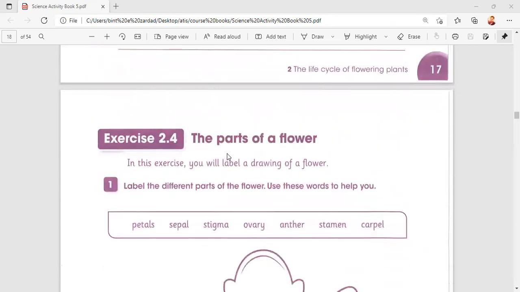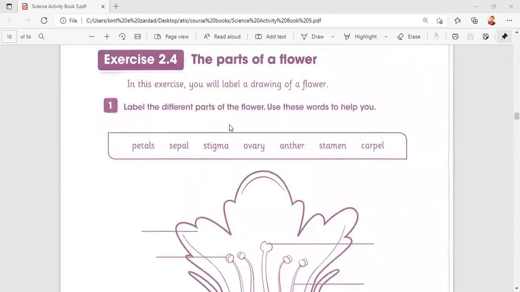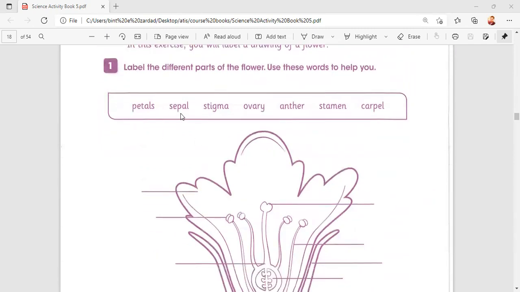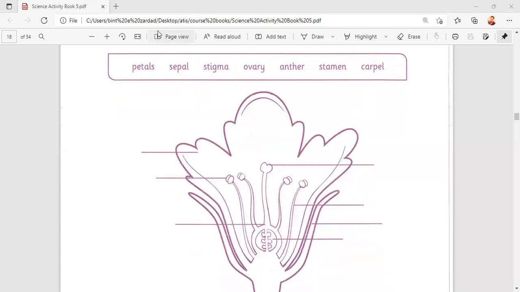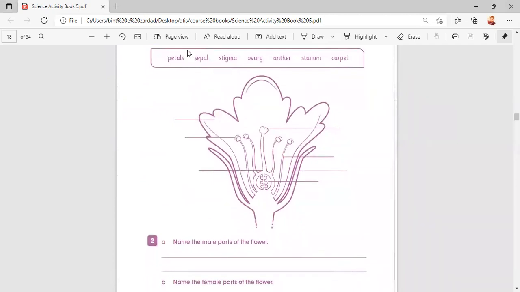Lesson 2.4, the parts of the flower. Very easy. Label the different parts of the flower. Use these words to help you: petals, sepals, stigma, ovary, anther, stamen, and carpel. Okay, starting from petal.